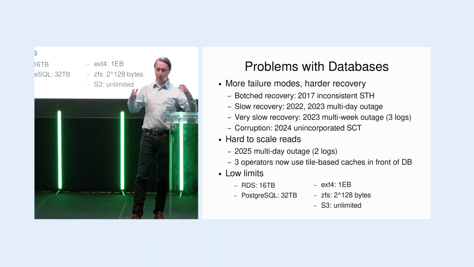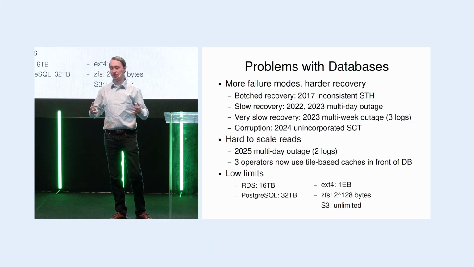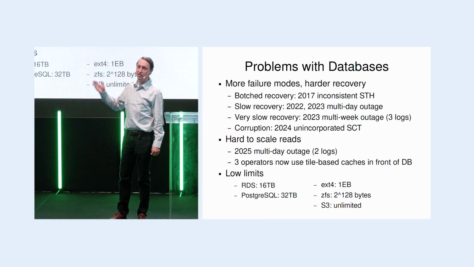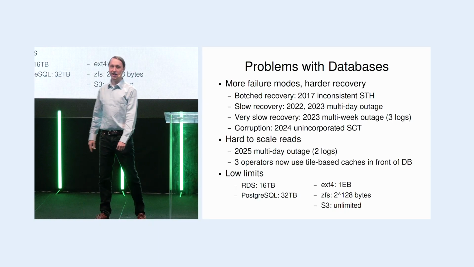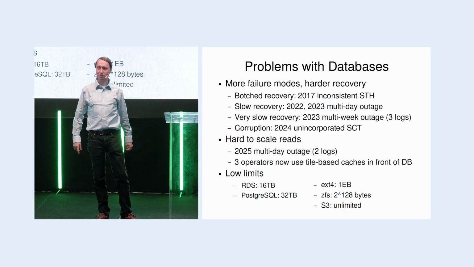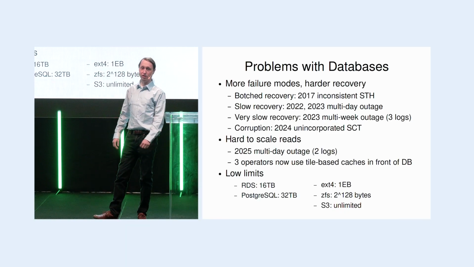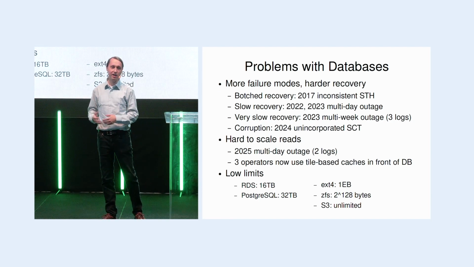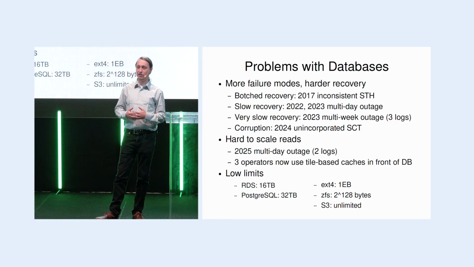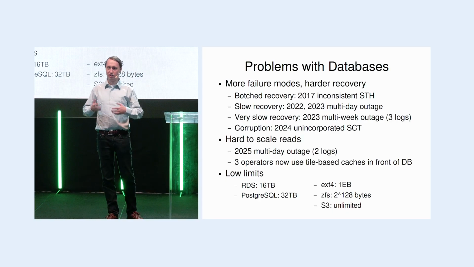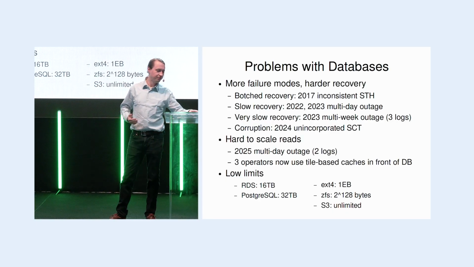So lastly, with databases, you have a problem of low limits. RDS, which is Amazon's MySQL service, has a per table limit of 16 terabytes. This has already killed a test log, and a production log is coming close to hitting that. PostgreSQL is a bit better with 32 terabytes, but that's still a limit that a log could conceivably hit, especially if signatures get larger and certificate issuance gets more frequent. On the other hand, if you're storing on the file system or object storage, the limits there are basically infinite.